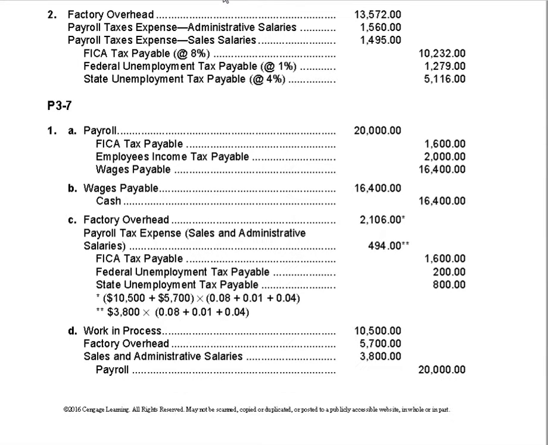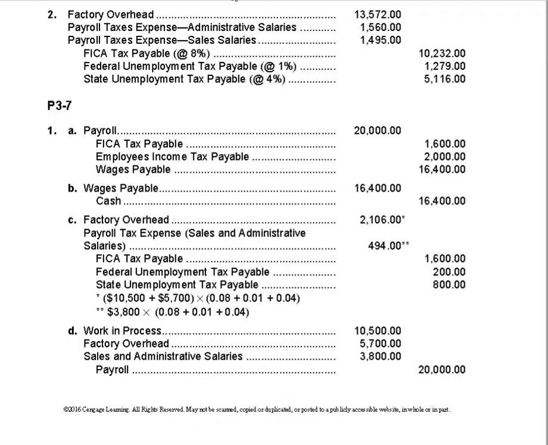Hi everybody, in this example I want to go over problem 3.7 to help you understand how we calculate payroll and how we record payroll. In the example we are given that the total payroll turns out to be $20,000. That is the sum of 10,500, 5,700 and 3,800.